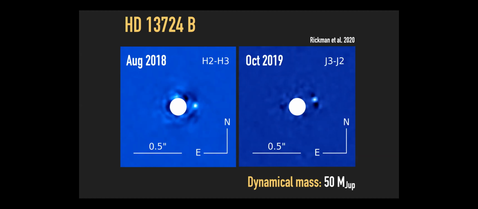So this allowed us to really constrain the dynamical mass of this object really well, using the minimum mass from the radial velocity along with the astrometric data from the imaging. And from this, we obtain a dynamical, model-independent mass of about 50 Jupiter masses.